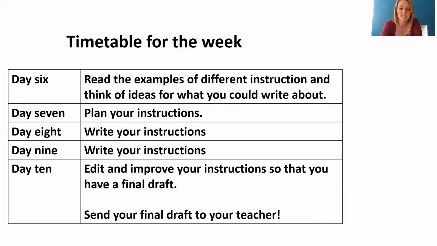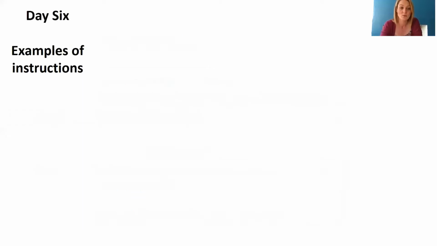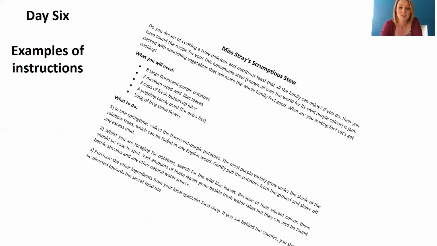Okay, so day 6, as I've said, you are going to read some different examples of instructions. I've sent you 3 more examples of instructions. The first one is Miss Stray's Scrumptious Stew. Year 6, you should recognise this as you had this last year. It was a text that we looked at together, but I thought it would be a really good one for you to re-look at, as it is a bit familiar, and year 5, hopefully you'll enjoy reading that one too. Okay, so that's a cooking one.